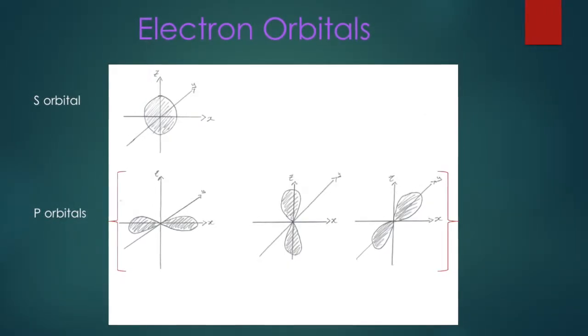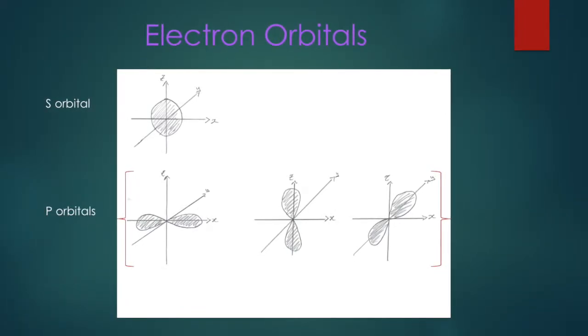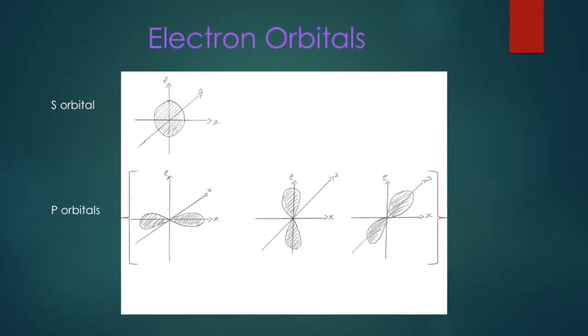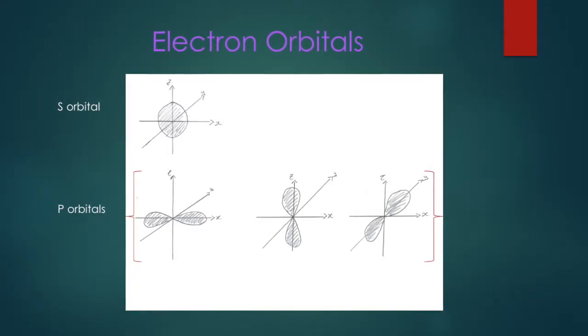Each orbital contains a maximum of 2 electrons. The s orbital is spherical, while the p orbital is dumbbell-shaped, but there are 3 p orbitals at right angles to each other, and therefore p orbitals can hold a maximum of 6 electrons.